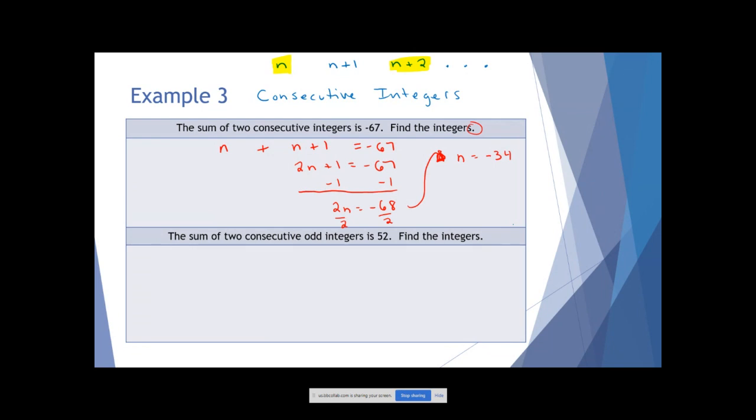And it says find the integers, so I need to find both of the consecutive numbers. So if n is negative 34, then the next one is negative 33 because you're adding 1 to it. So you need to find both numbers. And that's where it's important to go back and see, are you answering the question? Just finding n doesn't answer the question because the question wants both of them. So you have to go back and double check.